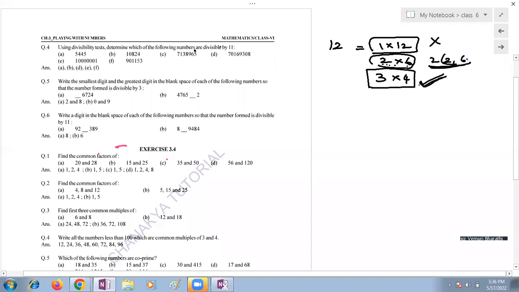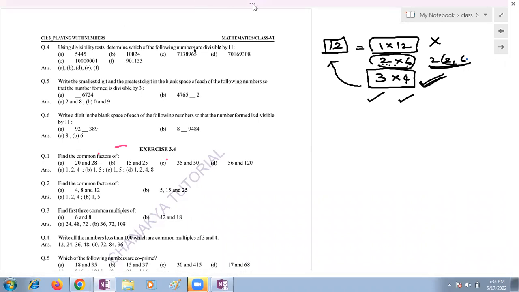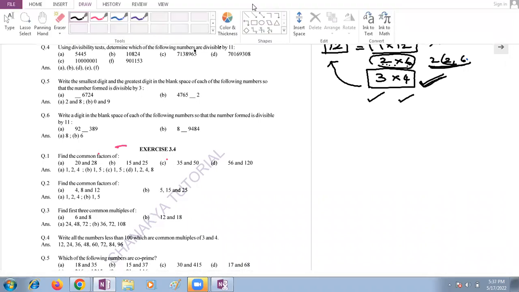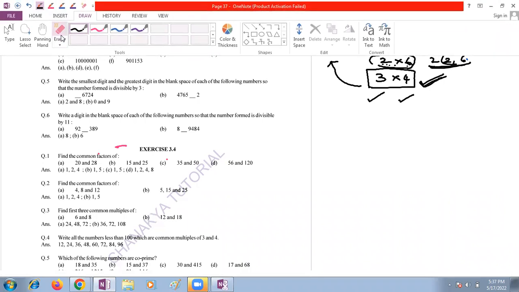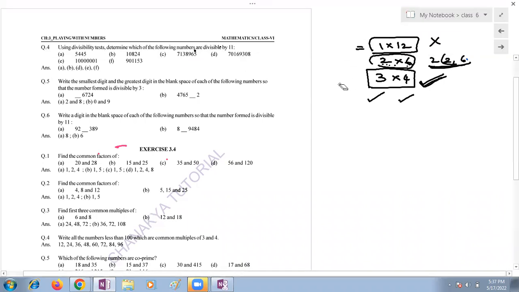That's why, if you want to check divisibility by 12, the number should be divisible by 3 as well as by 4. If these two rules are true, then we can say the given number is divisible by 12. Hope you understood, children. Any doubt in this? Ma'am, so we can do like this for every number, right, ma'am? Yes, Vedant.